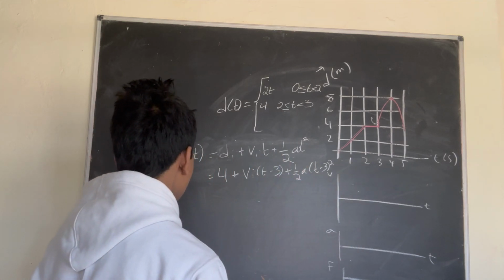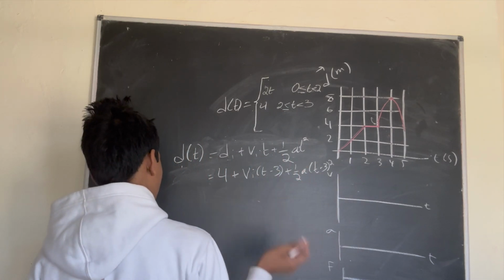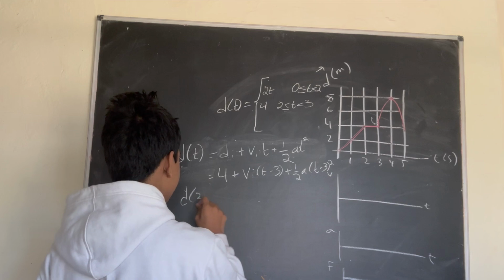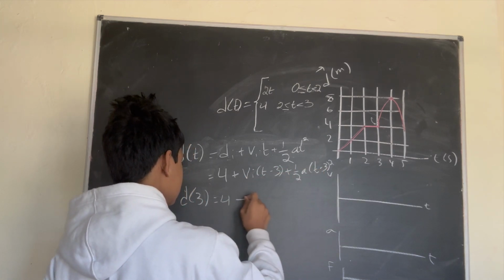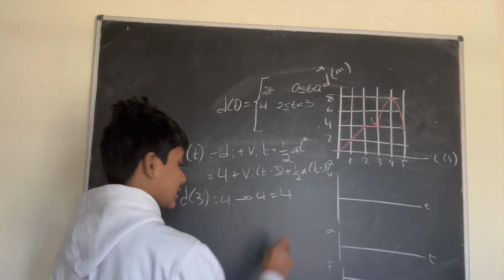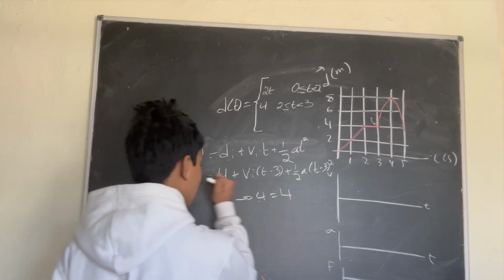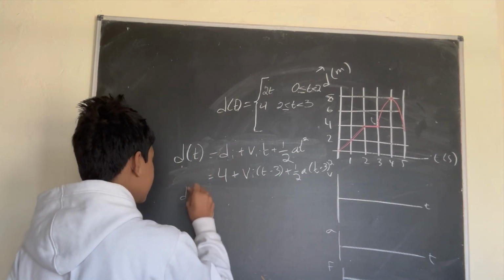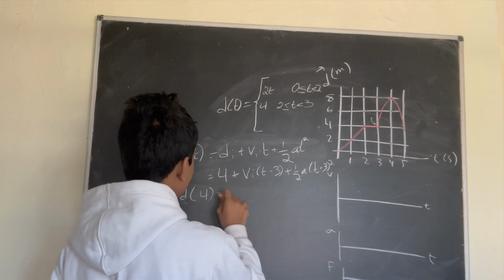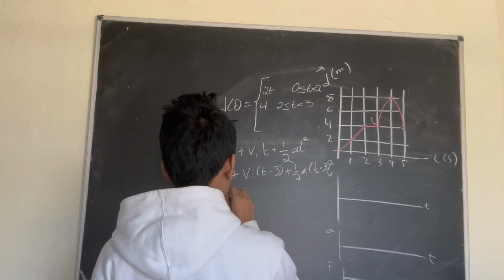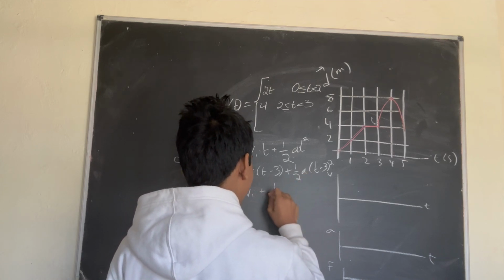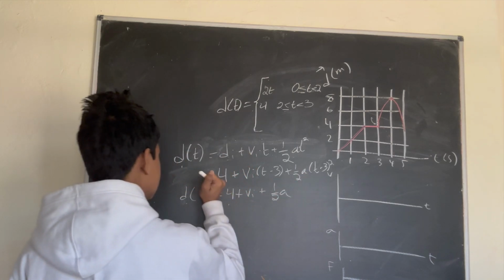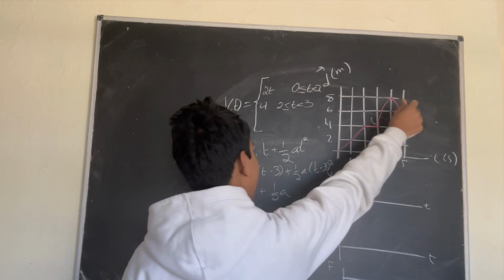Okay, so if we plug in, well, what can we plug in? d of 3 gives us 4 plus 0 plus 0. So we just get 4 equals 4, so that doesn't give us much info. What if we try d of 4? Well, that gets us what? 4 plus v_i plus half a. And what's d of 4? Well, you can tell from the graph that it's 8.